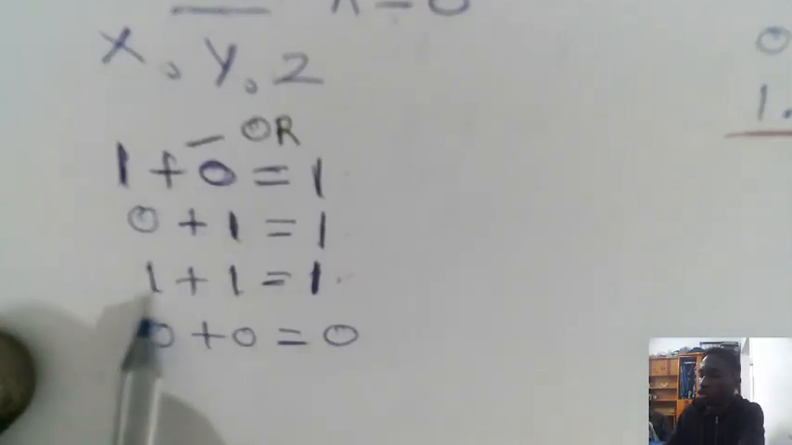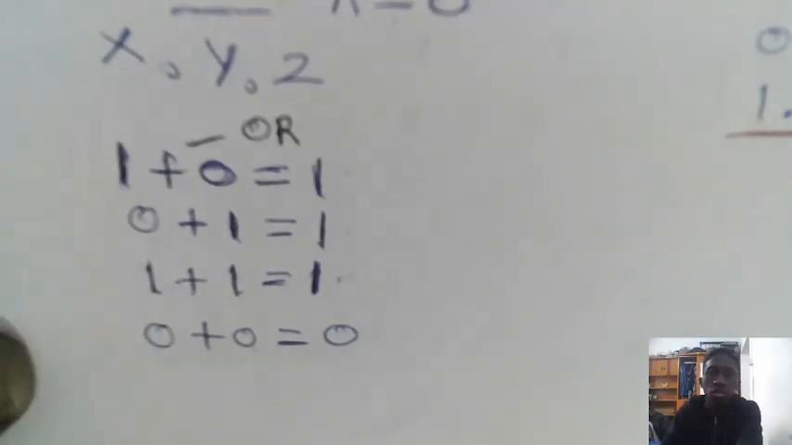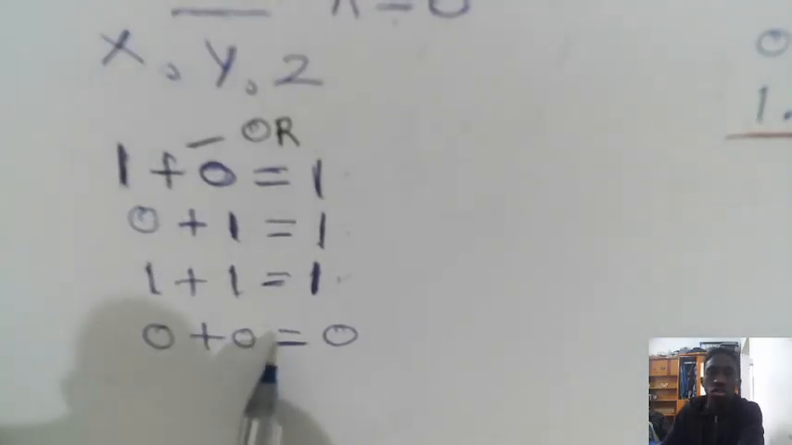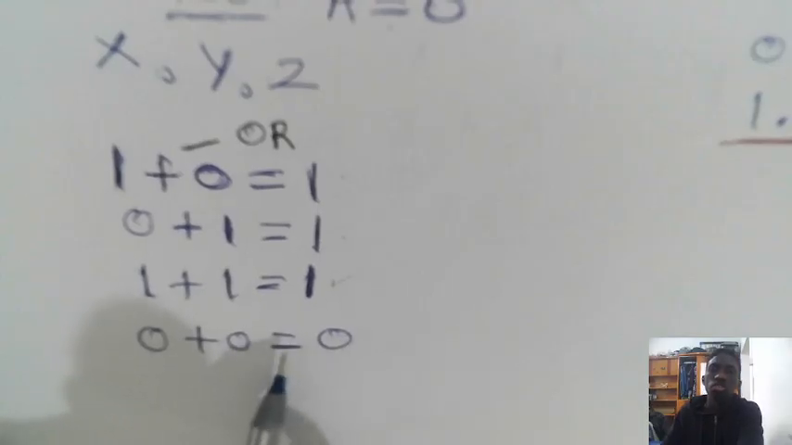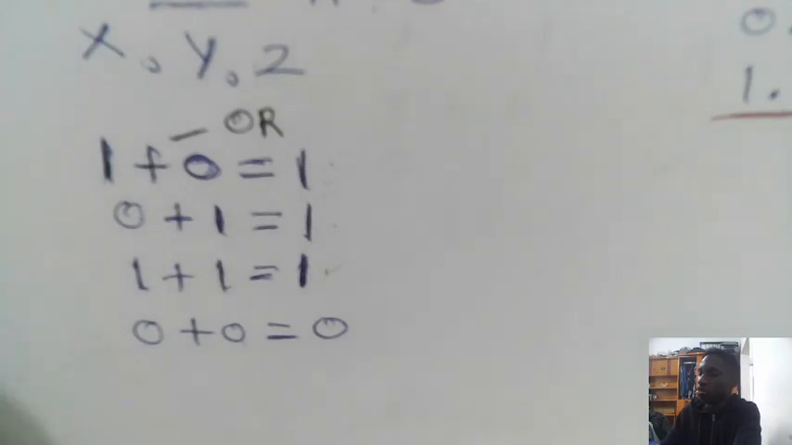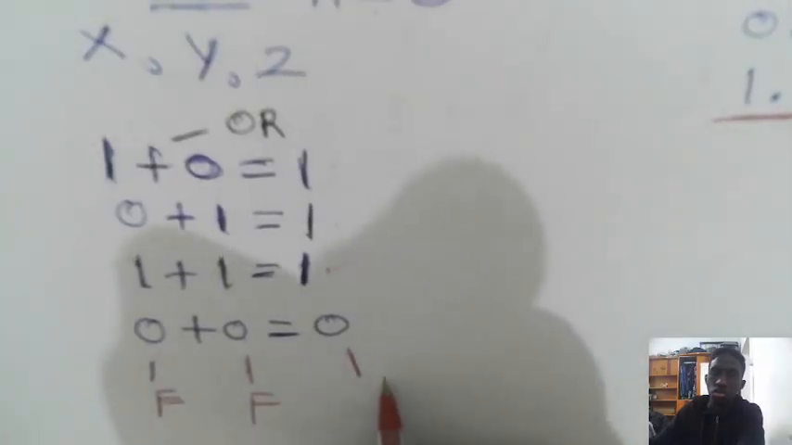Same goes for 1 or 1, it's 1, because both inputs are true, so the output is true. And 0 or 0, that's false, because my two inputs are false. This is false, and this is also false. So of course, my result is false.